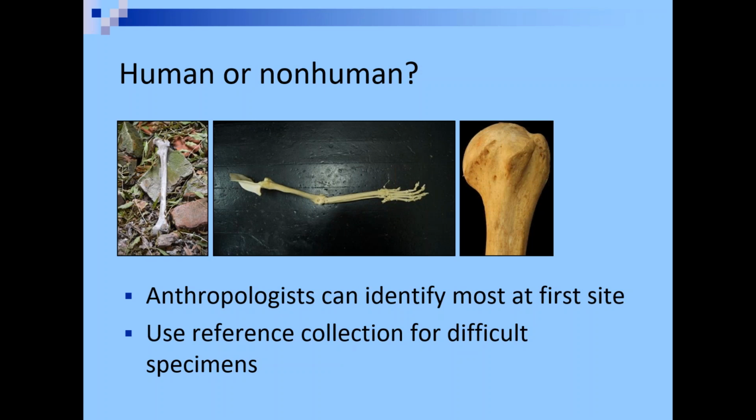Okay, so human or non-human? This is one of the first questions a forensic anthropologist has to answer, and it's been a while since I put these pictures in here. I used to know the answers. I think it's human on the left, human in the middle, and non-human on the right, or maybe all of these are human. I don't know. But hey, that's why we need a forensic anthropologist, okay? Because it takes a lot of training to be able to look at a bone and tell whether it's human or non-human.